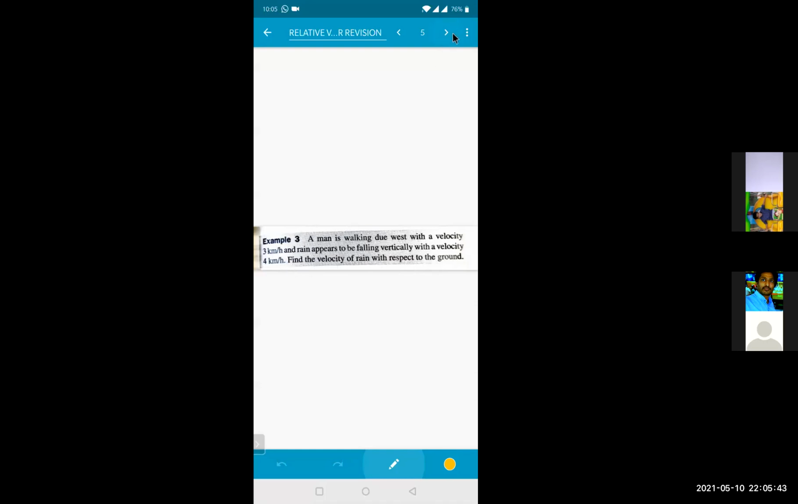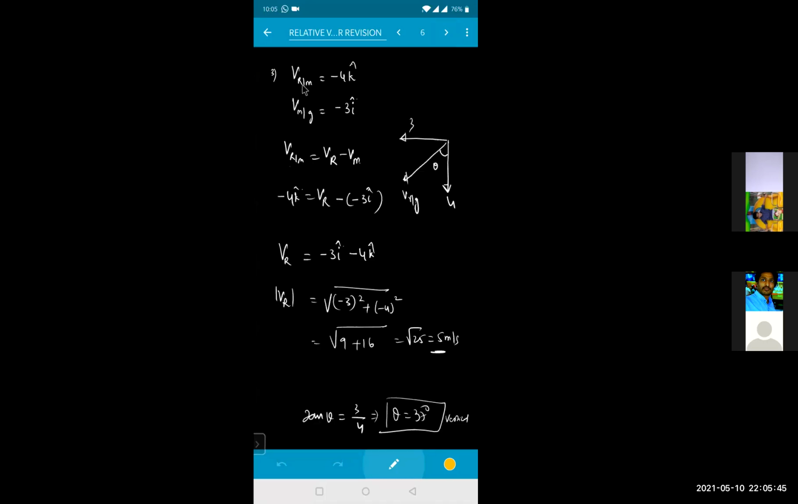Vertically down, what did I say? You need to take the negative. So velocity of rain is minus k cap. It is falling in the downward direction. Velocity of the man with respect to ground is minus 3 i cap because he's moving in the west direction. So this is your east, this is your west, this is your north, and this is your south.